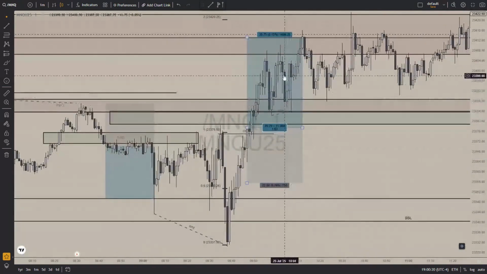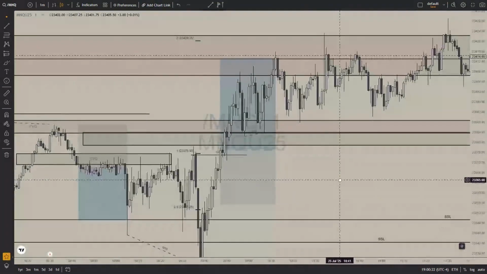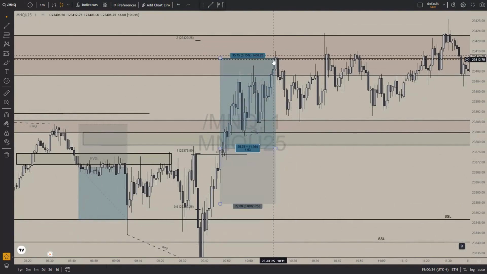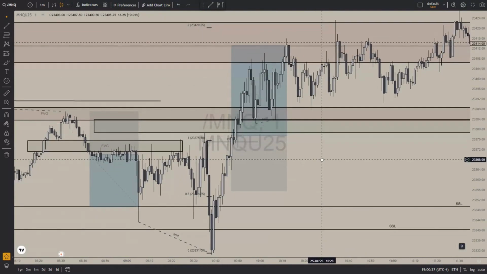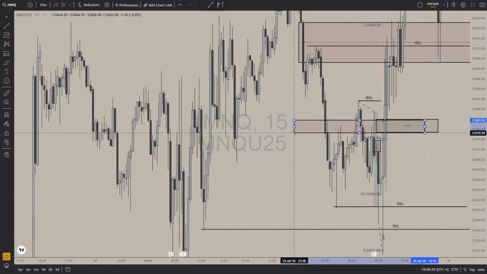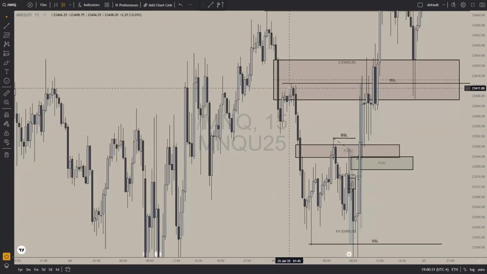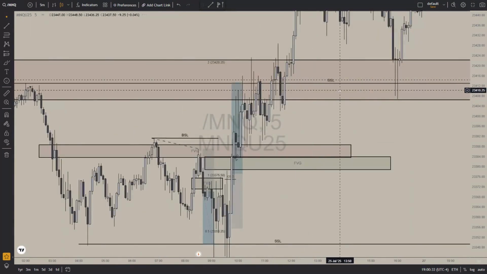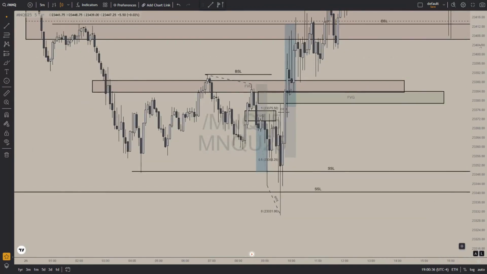But with the way that price was moving and how inefficient it was, I was okay with taking off full profit at this 35-point mark or this 15-minute high. This 15-minute high right here. So that was the second trade today. That was plus $700 on the eval.